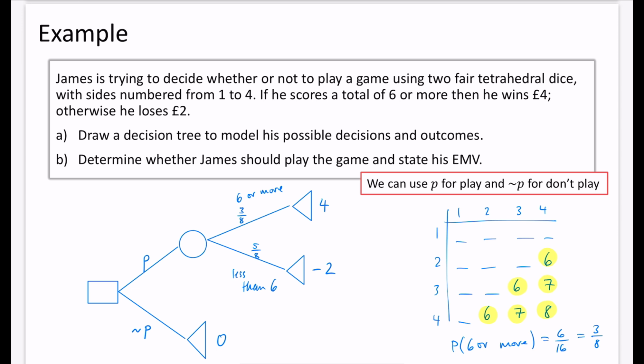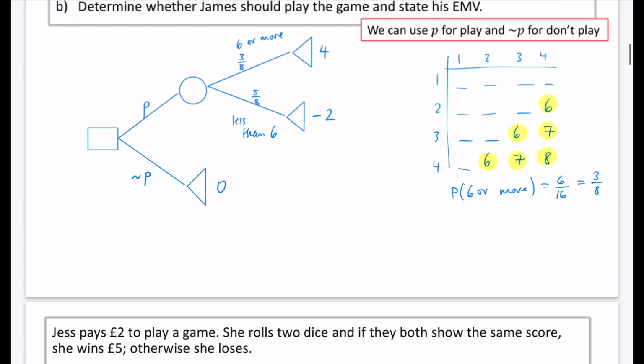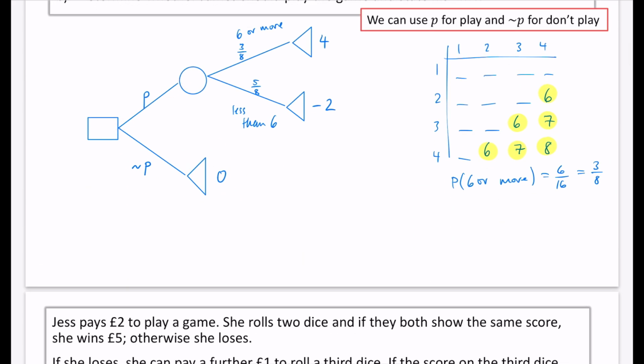So I have drawn the decision tree, but I am going to want to fill in this value because I said that the expected value of the decision is written inside the chance node. This is called the expected monetary value. So if he chose to decide to play this game, we're going to figure out what he would win as his expected value. I'm going to write this down as the expected monetary value.